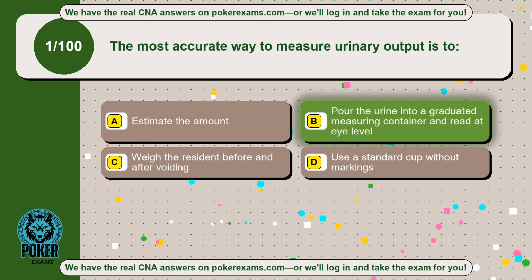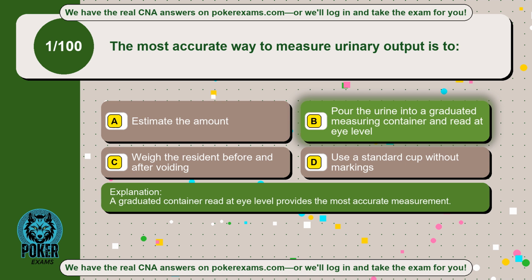The correct answer is option B. Pour the urine into a graduated measuring container and read at eye level. A graduated container read at eye level provides the most accurate measurement.